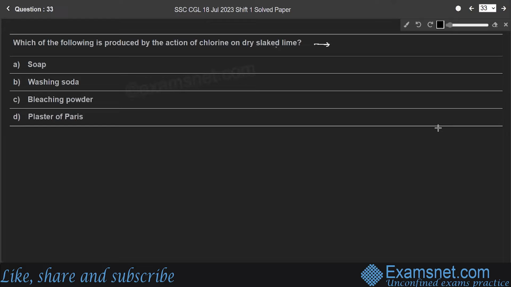Question 33. Which of the following is produced by the action of chlorine on dry slaked lime? The options are soap, washing soda, bleaching powder, and plaster of Paris. When dry slaked lime reacts with chlorine, bleaching powder is formed.